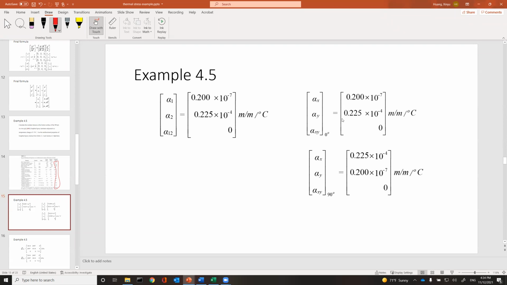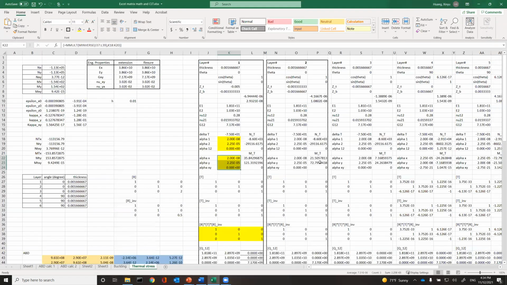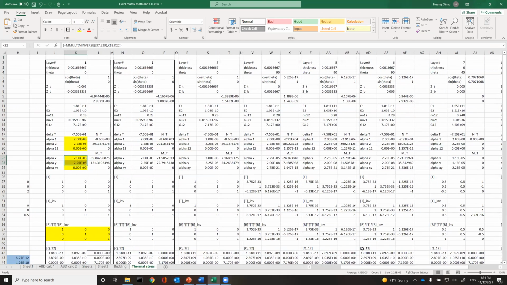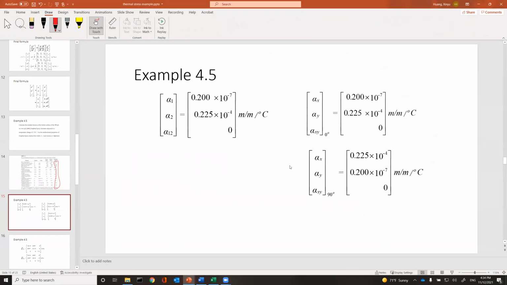So for my 0 degree it is 0.2 times 10 to the minus 7 and 0.225 times 10 to the minus 4, which is these two. And for 90 degree, it is over here. These are the 90s. See, these two numbers are reversed: 0.225 and 0.2 reversed. So they match exactly to this equation right here.